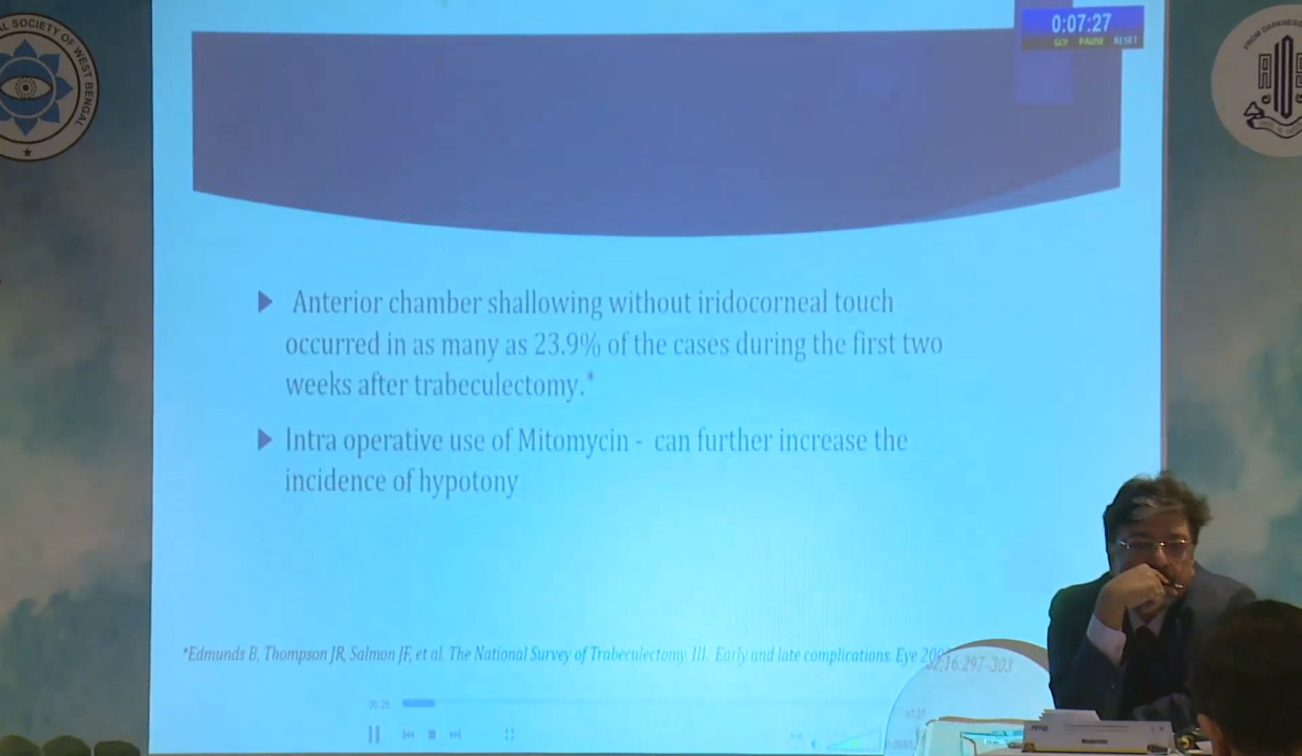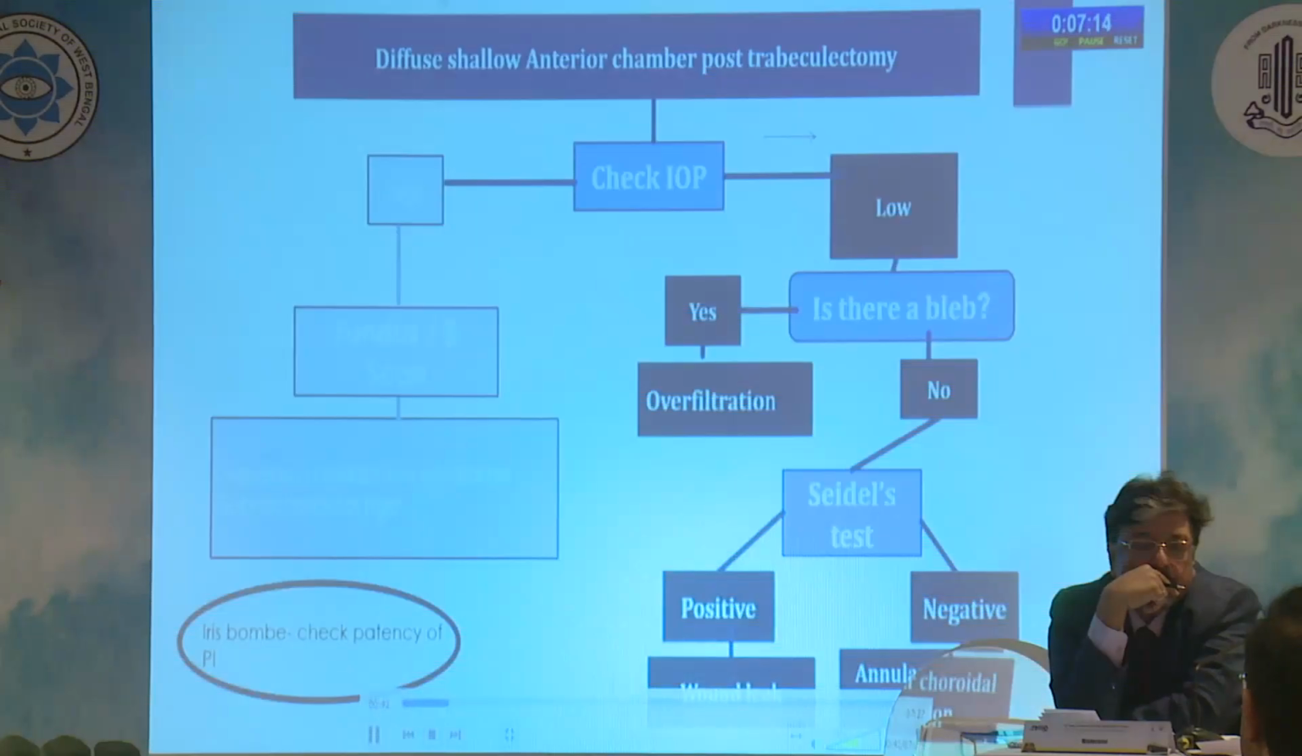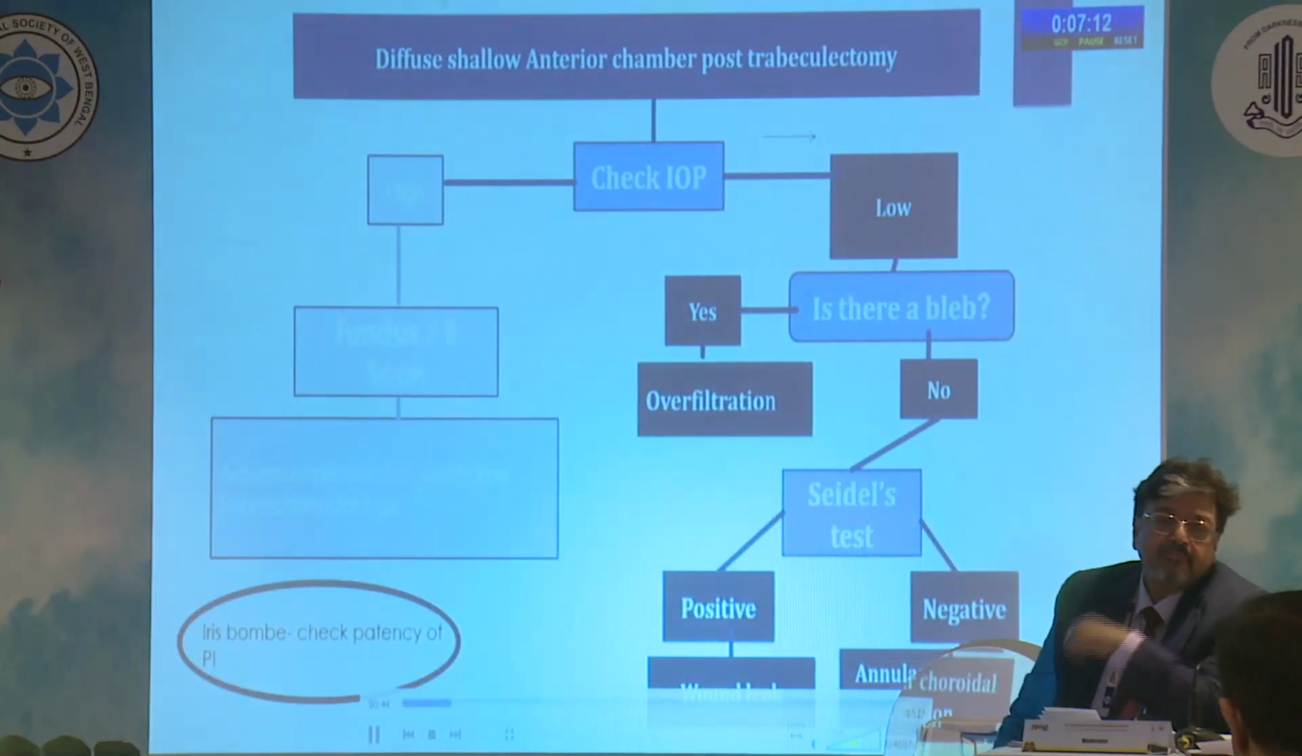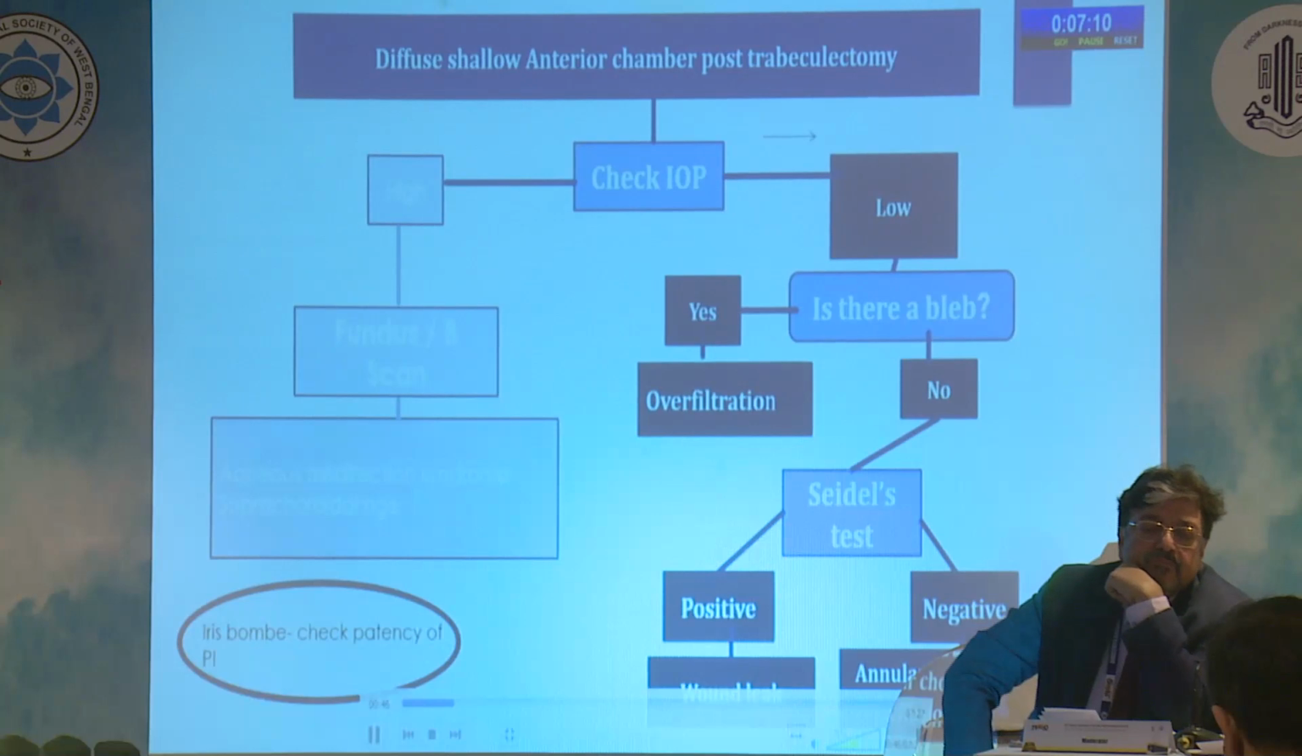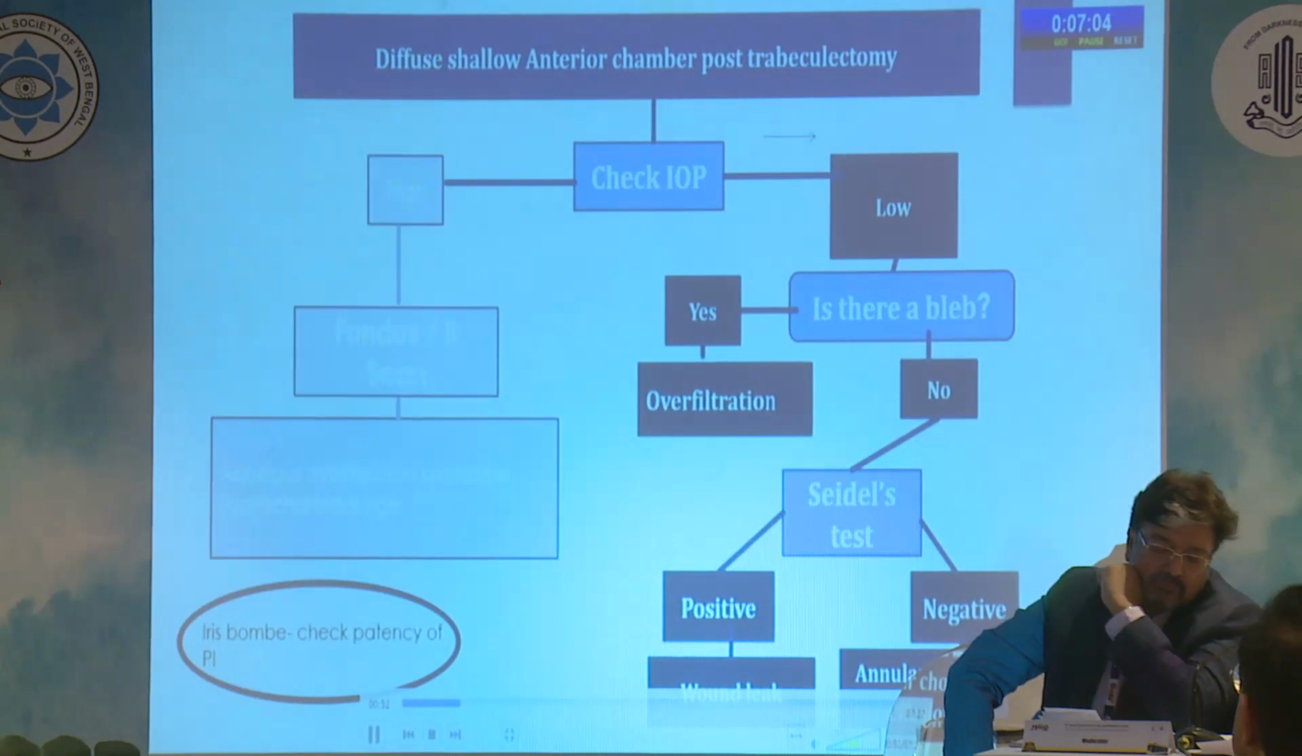Reported incidence of shallow anterior chamber without iridocorneal touch after trabeculectomy has been as high as 23.9% in the first two weeks. The incidence can be higher with concomitant use of mitomycin C. The flowchart depicts the evaluation of a case of shallow anterior chamber after trabeculectomy. Let us now focus on the causes of hypotony.